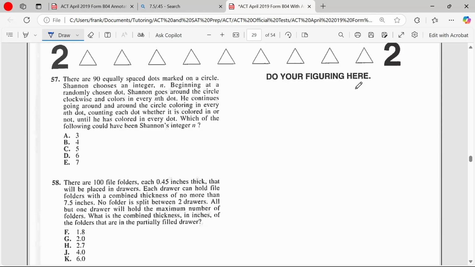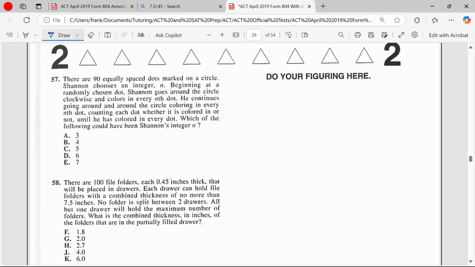There are 90 equally spaced dots marked in a circle. Shannon chooses an integer n. Beginning at some randomly chosen dot, Shannon goes around the circle clockwise and colors in every nth dot. He continues going around and around the circle, coloring in every nth dot, counting each dot, whether it is colored in or not, until he has colored in every dot. Which of the following could have been Shannon's integer n? Well, the test literally has you going around in circles.